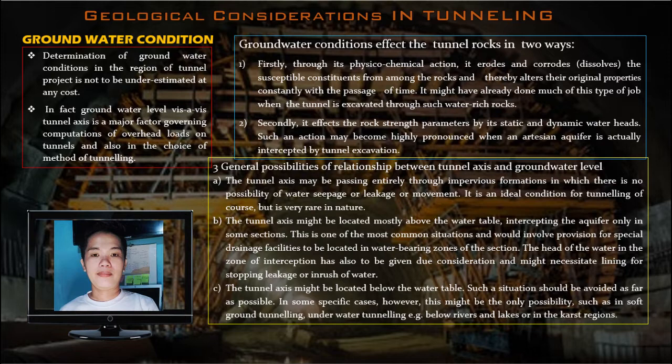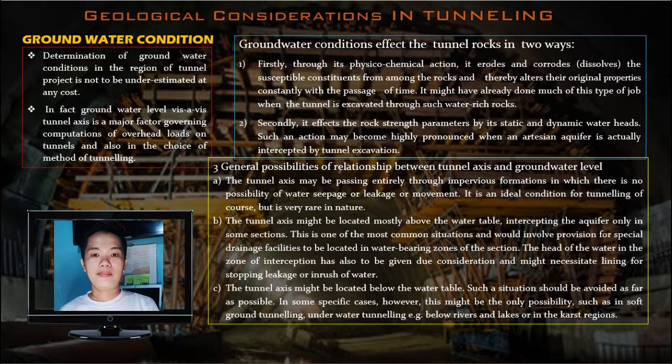There are three general possibilities of relationship between the tunnel axis and the groundwater level. Number one, the tunnel axis may be passing entirely through impervious formations in which there is no possibility of water seepage or leakage or movement. It is an ideal condition for tunneling, of course, but is very rare in nature.